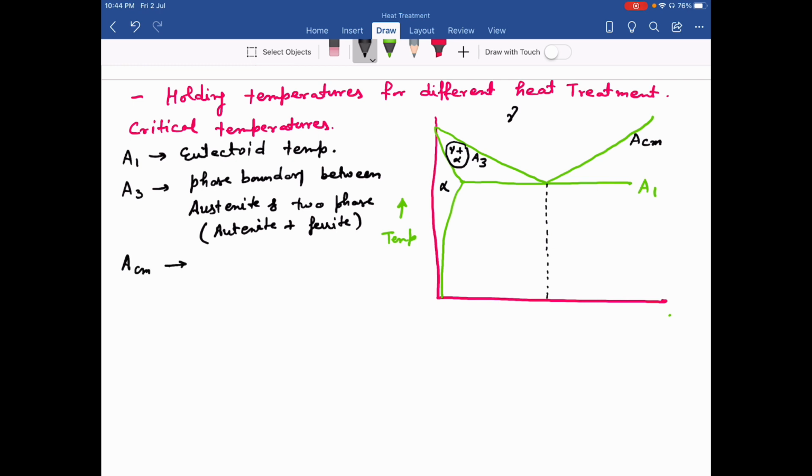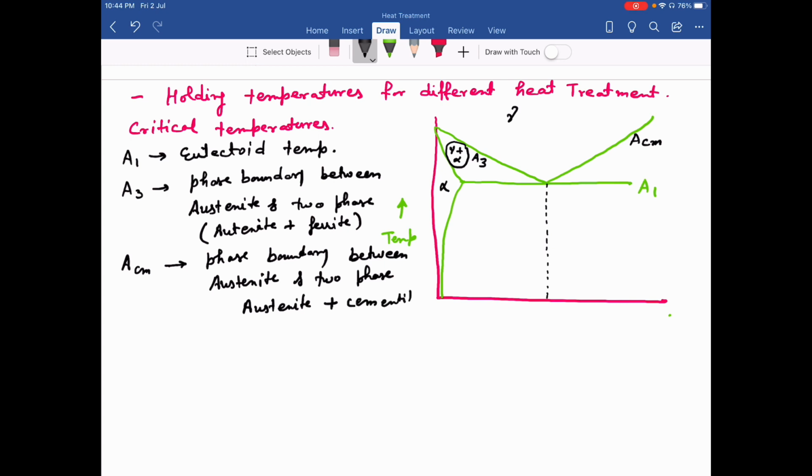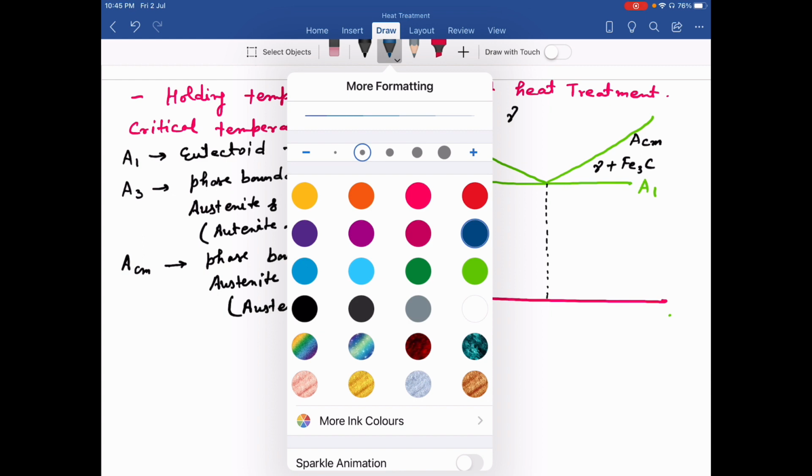So along this line, any temperature that is at phase boundary between austenite and two-phase. So those two phases are austenite plus cementite. So here I have gamma plus Fe3C. Okay, so the various temperatures for different heat treatment processes you can write as.